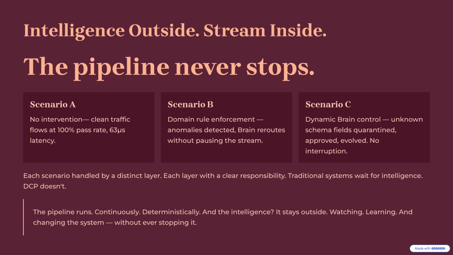Intelligence outside, stream inside, the pipeline never stops. We have seen 3 scenarios using Minecraft, and one principle is what matters. A stream should never wait for intelligence. Because intelligence is slow, inference takes time, and streams don't. DCP is built on that constraint.